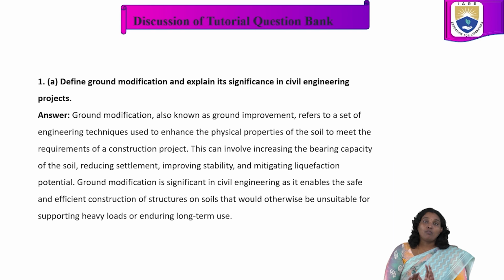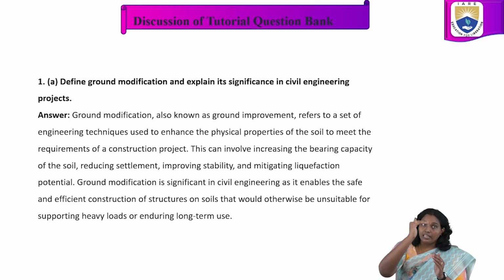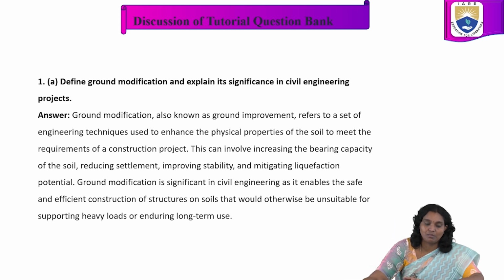Now, how do we analyze it? In defining ground modification, it is also known as ground improvement. Already we discussed that decreasing one property does not mean reducing quality. Reducing the property means it gives better strength or better safety, or it fulfills the required project requirements. In that perspective, it comes under ground improvement.